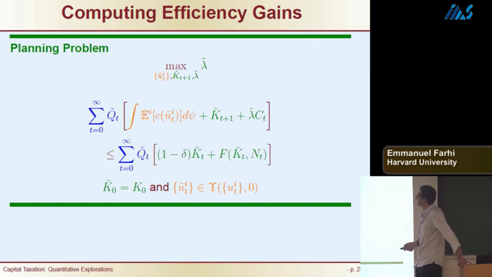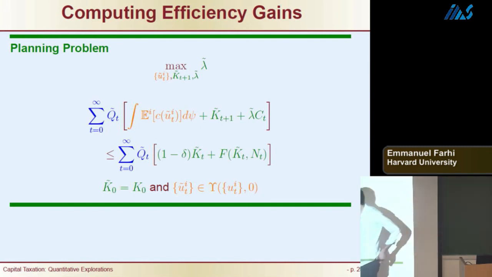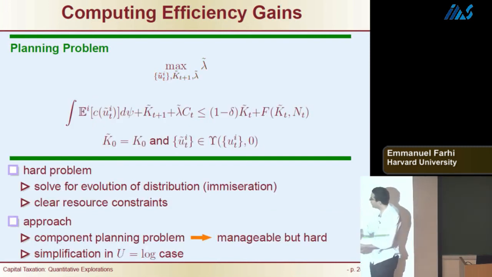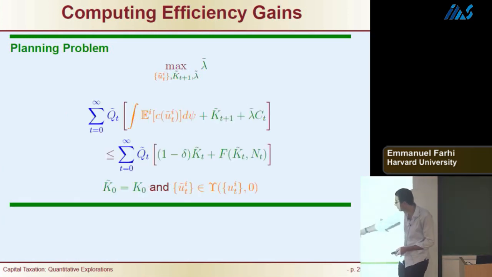Okay. So now I want to compute these efficiency gains. The problem really is that you have all these problems for all these different types, and they're linked together with the resource constraints. So a standard trick to deal with those problems is to put Lagrange multipliers on those constraints. Okay, and then you can separate them and study component planning problems. So this is what I'm doing here.